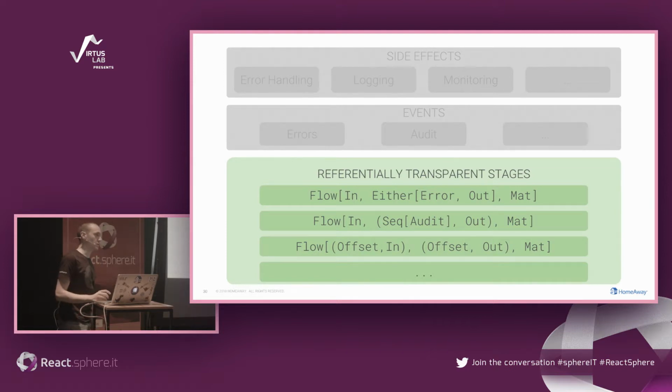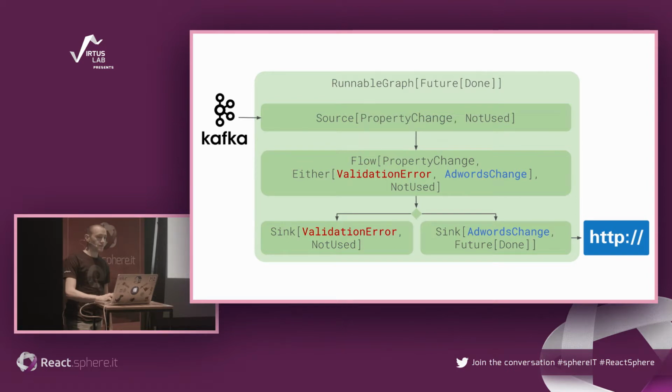There is no silver bullet here to nail, of course, the type. But each stage's semantics must be analyzed properly in order to nail the right type that might convey what's going on inside the stage. So from now on, we're going to focus on the error handling case only. But again, keep in mind that the same rationale could be applied to auditing and any other side effects. So going back to our example, our flow can be changed to produce either a validation error or an adverse change, right? So this is much more transparent.